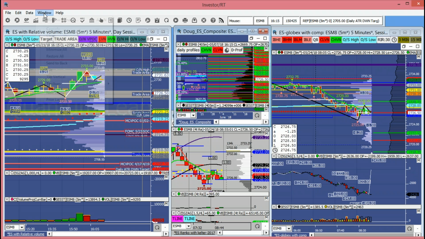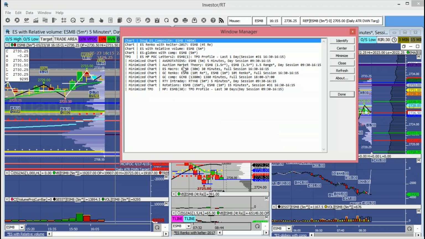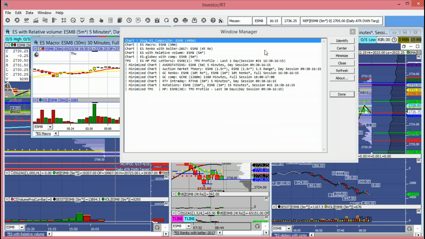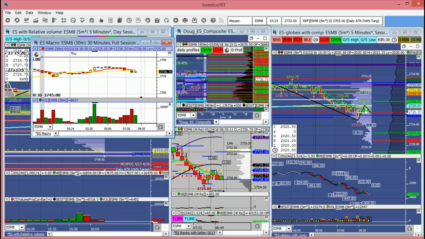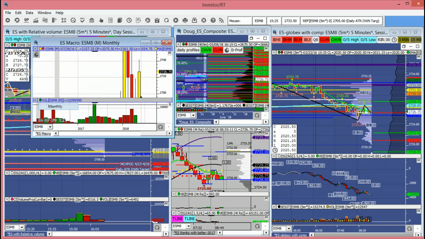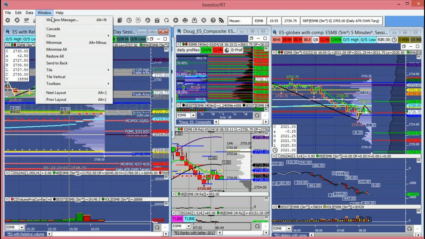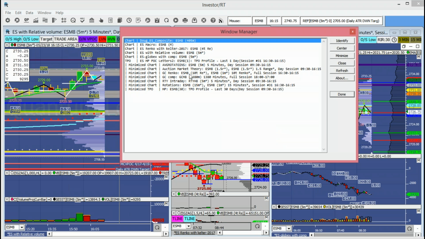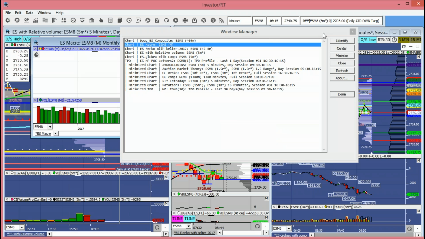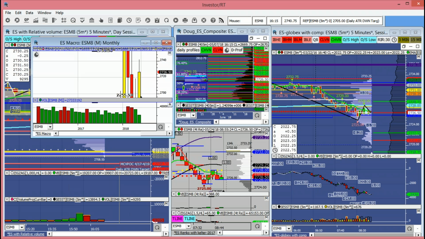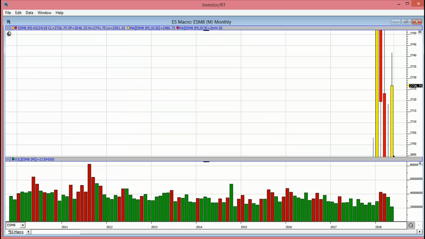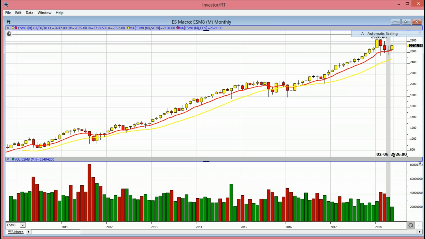So let's just take a quick step back. Every day, I like to start my day with a simple candlestick chart. I start with a monthly, and I work my way down.